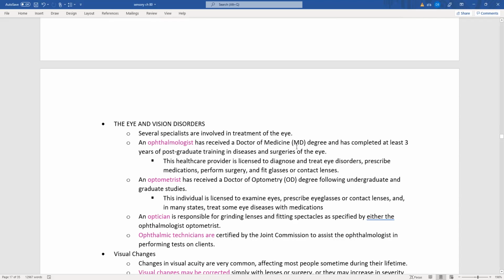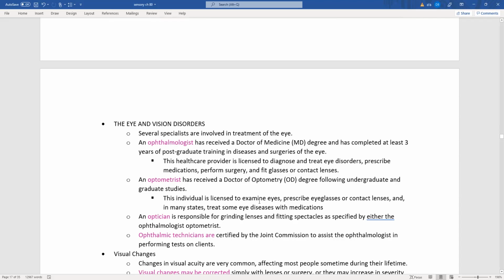But the ophthalmologist, that's the eye doctor. He's a medical doctor. You got the optometrist. This doctor treats eye disease as well, but he has received a doctor of optometry degree following undergraduate and graduate studies. But the ophthalmologist went through all of it, and he became a medical doctor. He's a doctor too, but he did undergraduate and graduate studies.